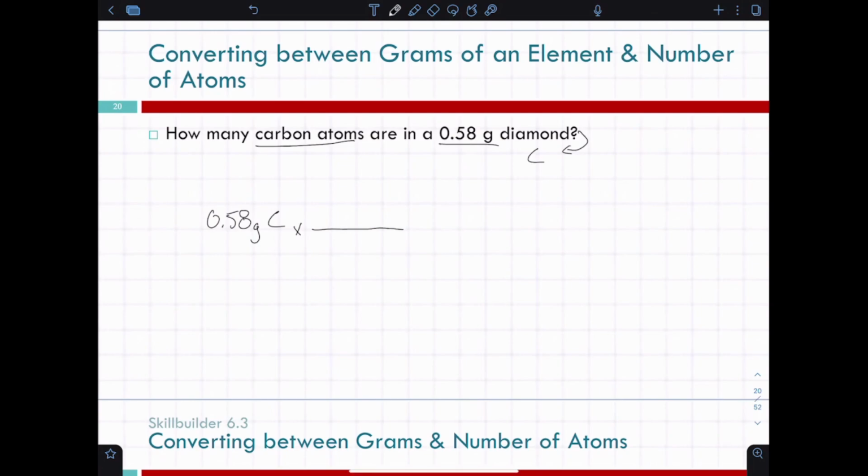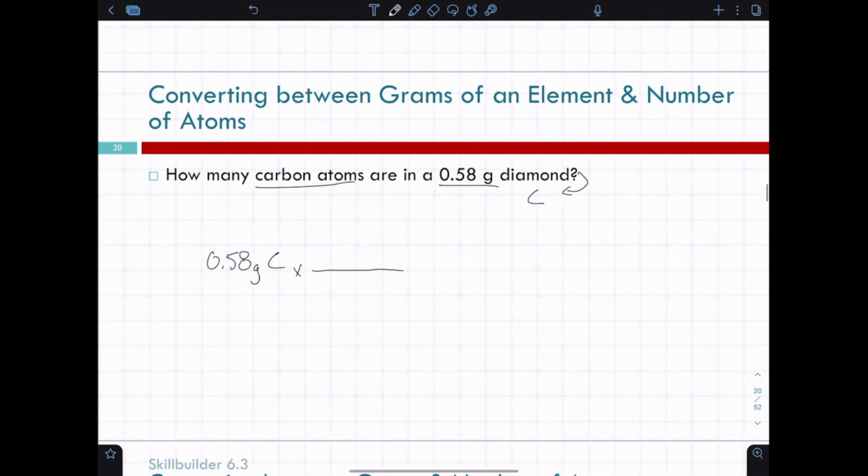So our first step here. Actually, let's do a solution diagram. We haven't done one of those in a while. So we're starting out with grams, and we're going to have to do some conversions here, and what we want to get to is atoms. So how do we get to atoms? I think we only have one conversion factor.